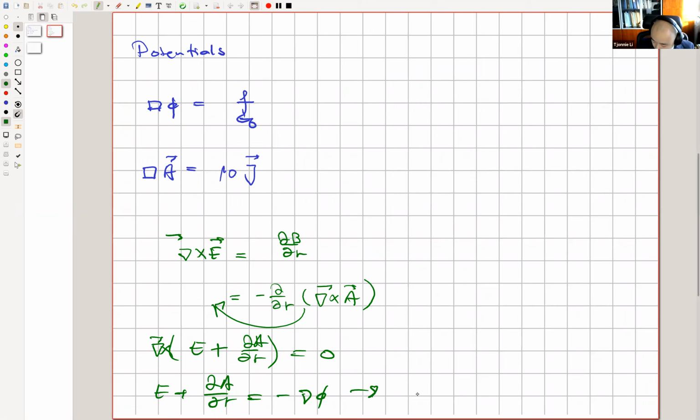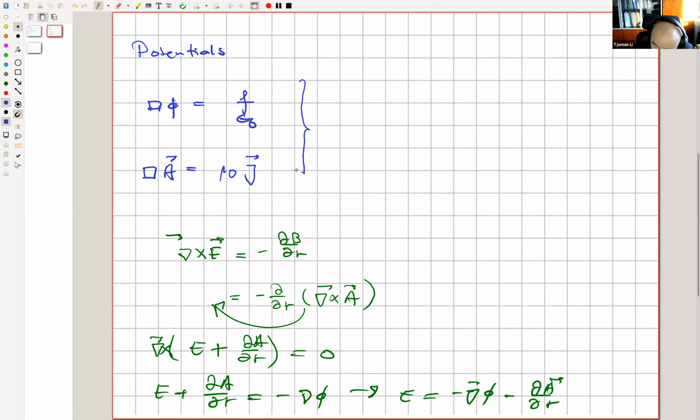So in this case, E is simply the negative gradient of phi minus partial A partial t. Okay. So indeed, the gradient of the scalar field is supplemented by the time varying field of A, the vector potential. But coming back here, this is correctly said.